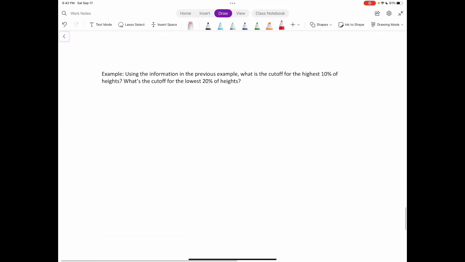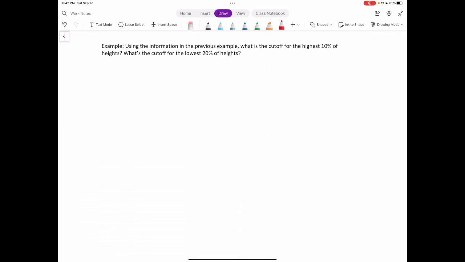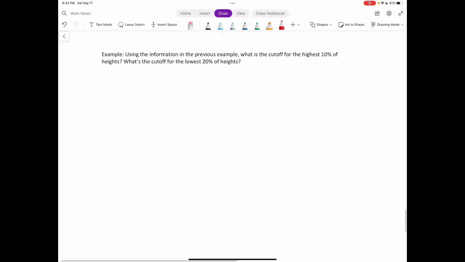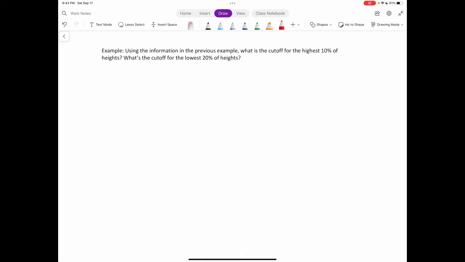All right, last part. So up to now we've discussed, okay, if I know the z-score, if I know the data value, I know how to get the area, the probability. But what about going in reverse? What if I know the area? How do I get back to that score, right? And so that's what this example is going to show you here. Using the information in the previous example, what is the cutoff for the highest 10% of heights? And the second part says, what's the cutoff for the lowest 20% of heights?